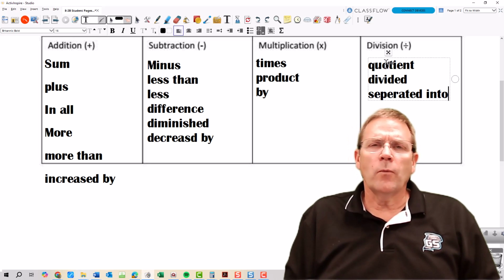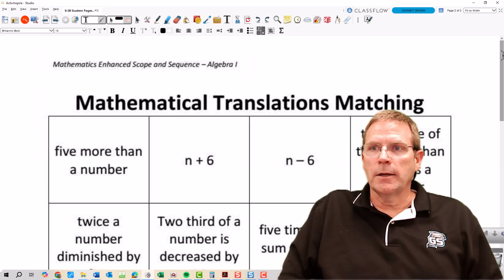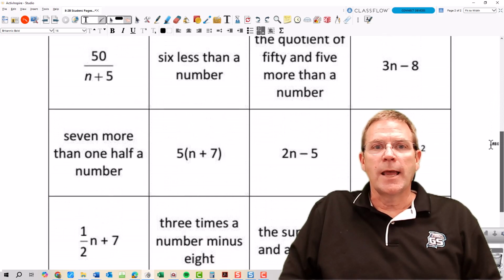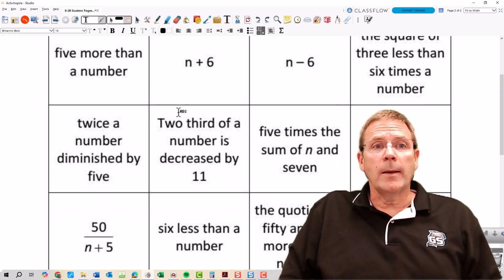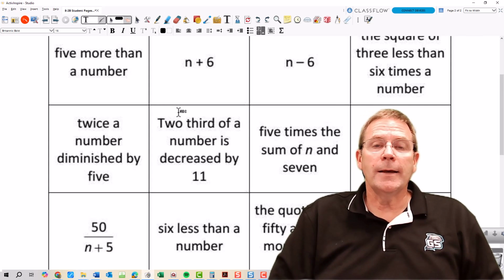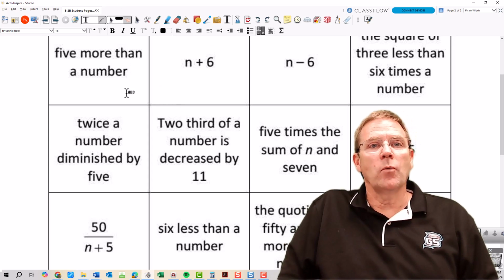From here, what we'll be doing in class today is working on this sheet, where the students are going to be cutting that up into pieces, and then they're going to be playing a game of memory to go with it. In that game of memory, they're going to be flipping them all over, and then they're going to be competing against their teammates to figure out who can get the most matches, matching the words to the expressions.